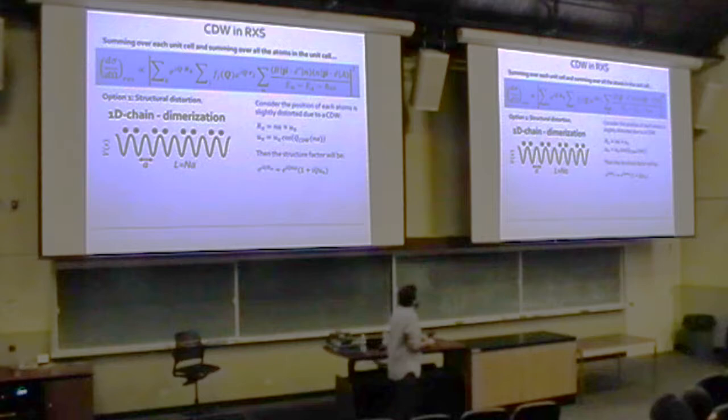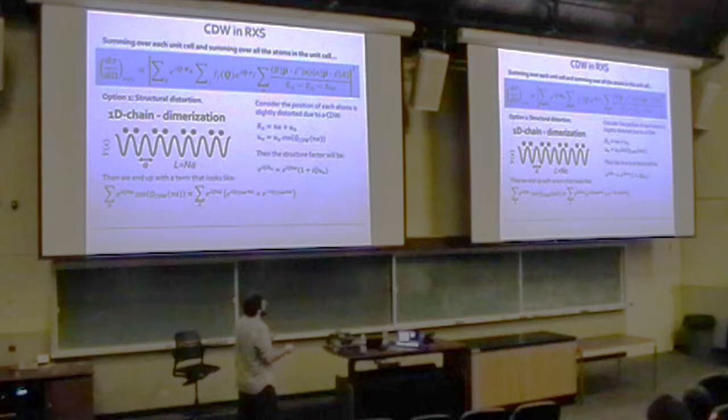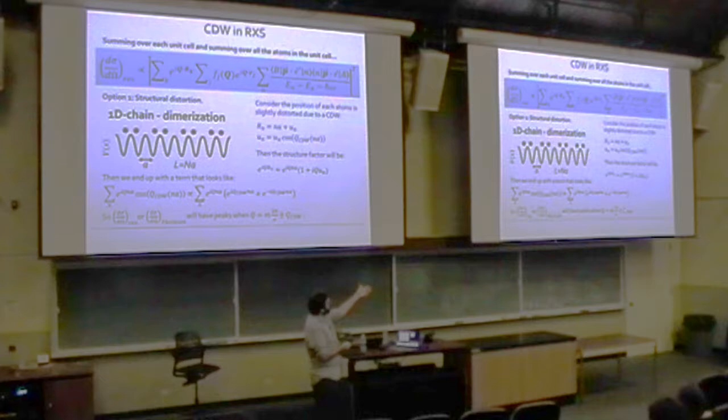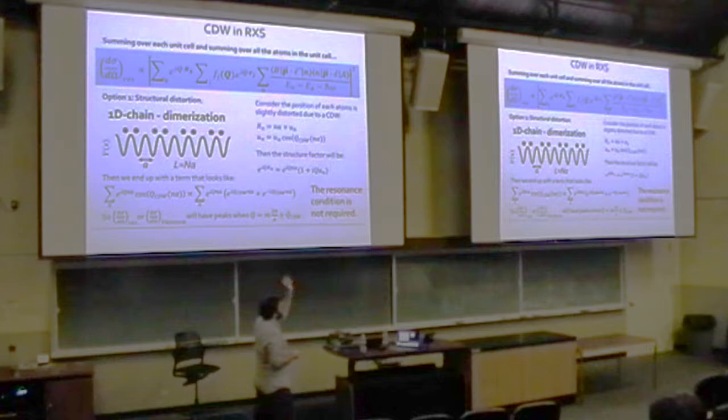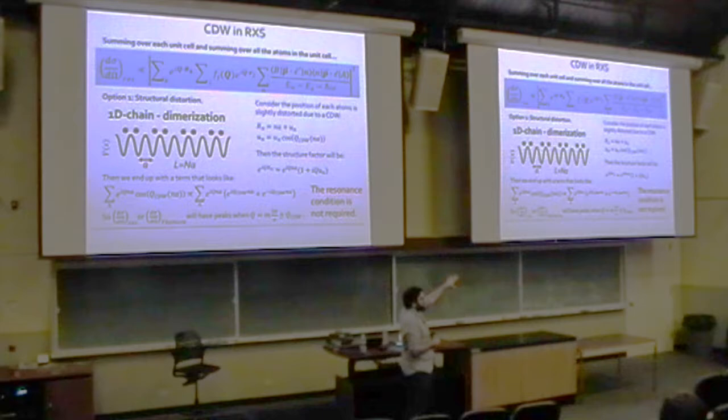Once you put that into the structure factor, you get the condition that Q is going to be some number times 2 pi over a, plus or minus Q CDW. You're going to see CDW peaks that are set around the Bragg peaks and so on. And this kind of structural distortion doesn't require the resonant condition, because I could have worked this out in the Thomson scattering model, which is typically what hard X-ray scattering is going to look like.